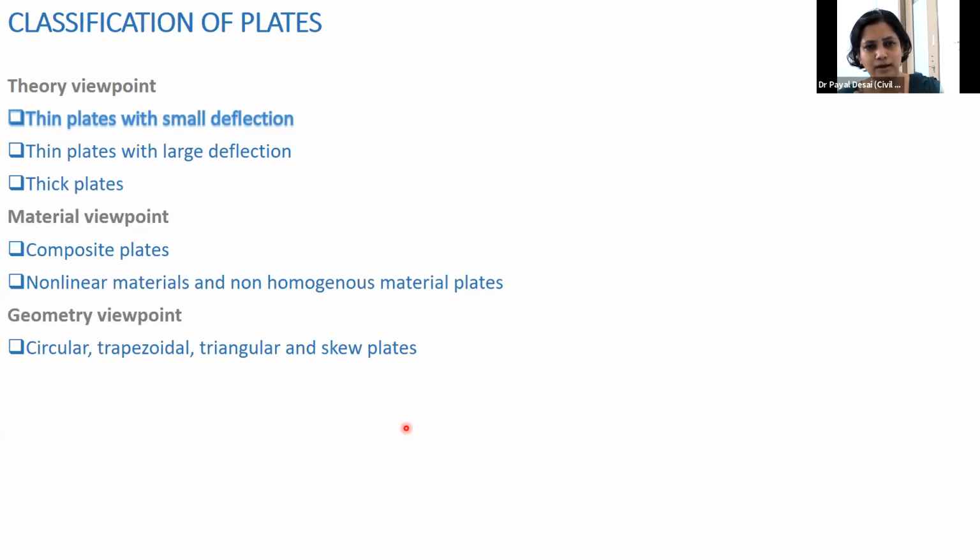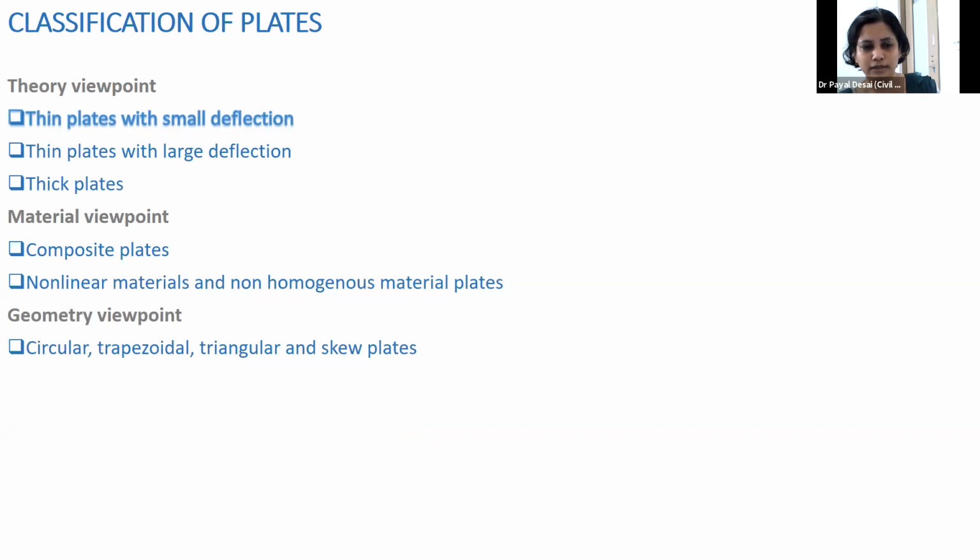Then we have a category based on the small deflection and the large deflection. The plate with the small deflection follows the Kirchhoff plate theory that we are going to discuss in today's session, and thin plates with large deflection. Thin plates with large deflection are a kind of membrane. You have seen tents, that kind of category, where when you apply the load it generates a larger deflection, and we may call it basically thin plates with larger deflection.